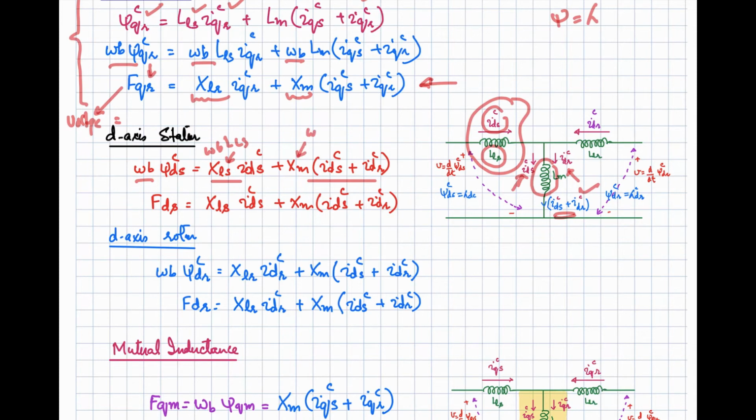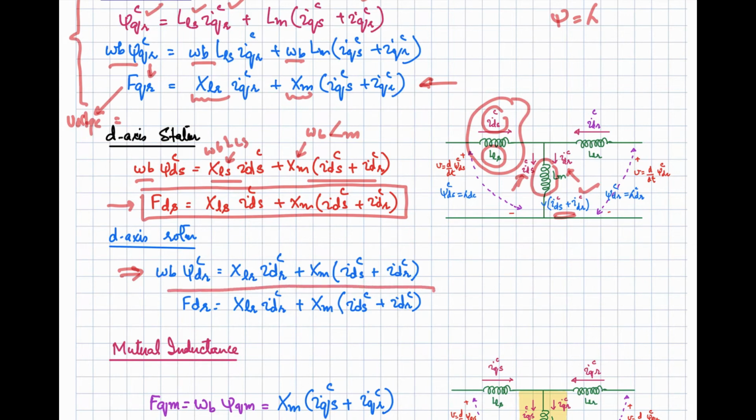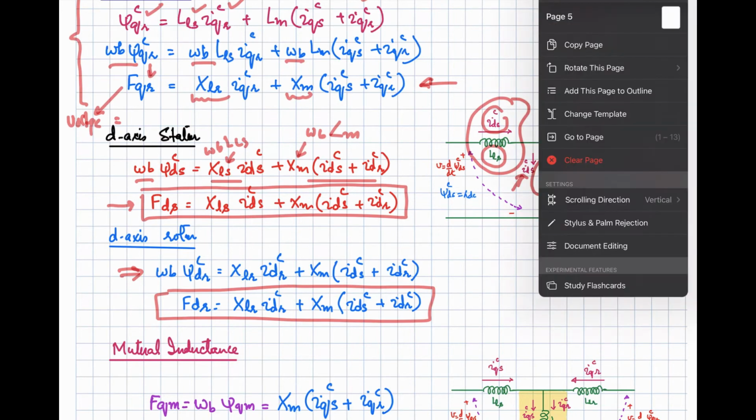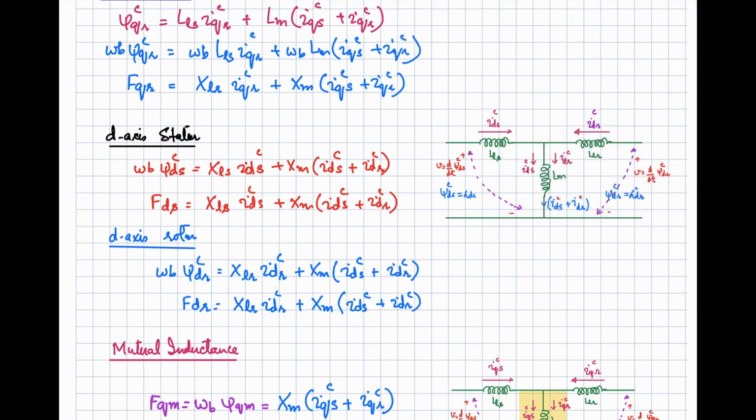Similarly, this XM is equal to omega b into LM. So we can write down in terms of the FDS like this. Then considering the d-axis of the rotor, we can write down this equation, right? So FDR will be equal to XLR into IDR plus XM into IDS plus IDR. So in other words, you can directly consider the reactance over here.